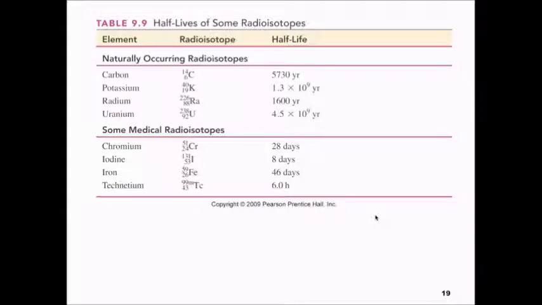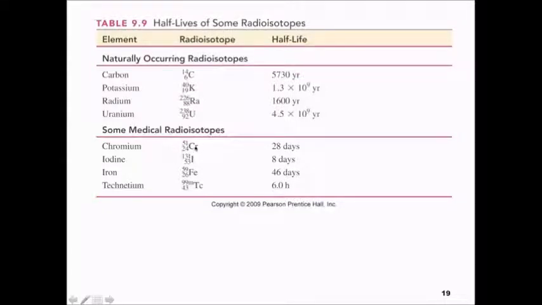Here are some half-lives of particular isotopes. We have carbon-14, 5,730 years. Carbon-14 is used to date objects that were made from plants. We have potassium-40, over 1 billion years. Radium-226, 1,600 years. Uranium-238, 4.5 billion years. The half-life tells us how much radiation is being produced every second by a particular sample. The shorter the half-life, the more radiation is being produced, and the faster that sample is undergoing decay. So uranium-238 has been around a long time and will continue to be.